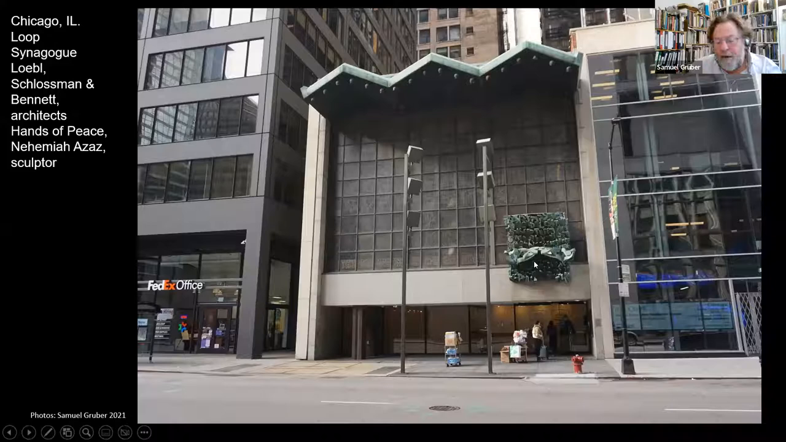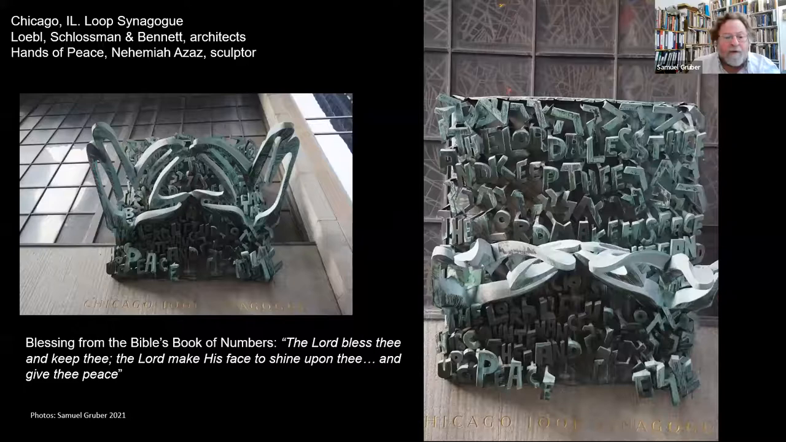who is Israeli and French, and it's called The Hands of Peace, and it's an interesting work because it includes the hands. We already saw the hand of God coming down on the ark by Milton Horne. These are blessing hands, and then we have the entire text in Hebrew and in English of the Lord bless thee and keep thee, and Lord make his face to shine upon thee and give thee peace. Essentially, the blessing, the priestly blessing, or the blessing given by the rabbi today at the end of services.